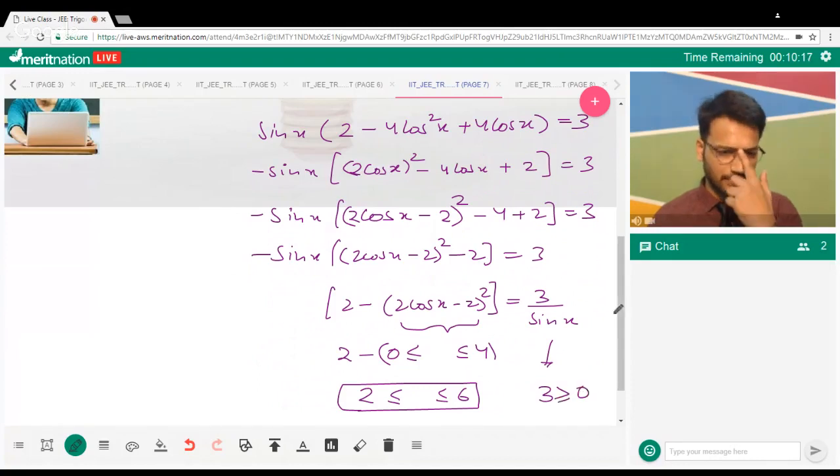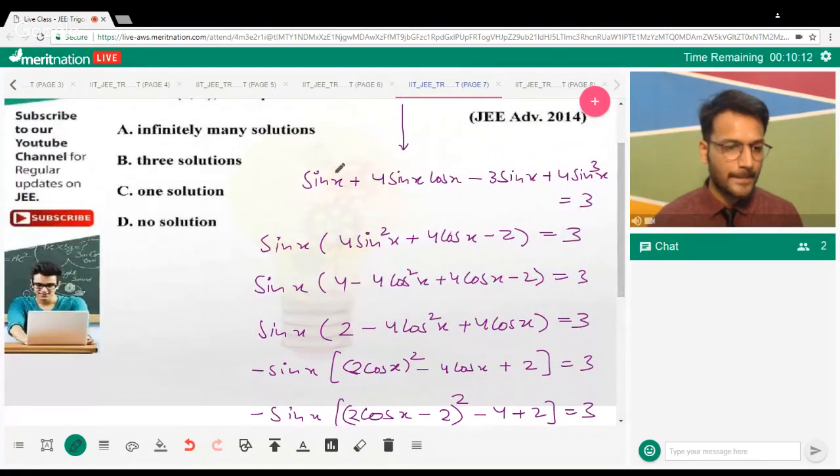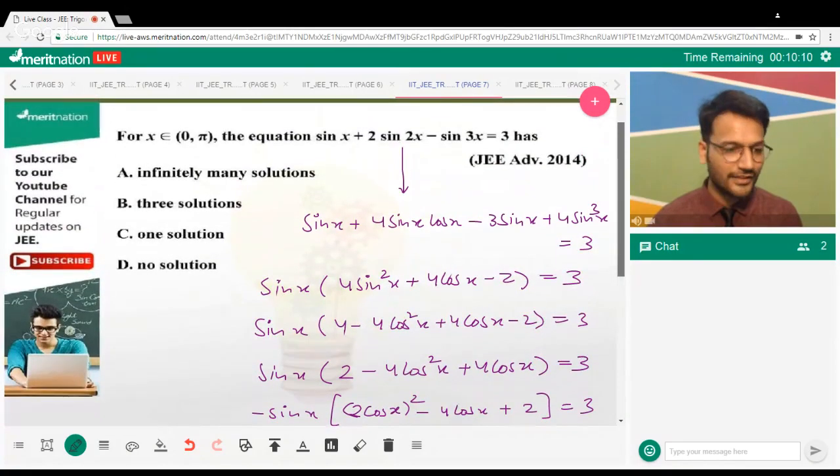Okay, so we can probably match something. Just a moment. Probably done some mistake anywhere. I hope the question is correct though. It has one solution. Okay, Aditya, what is that solution?